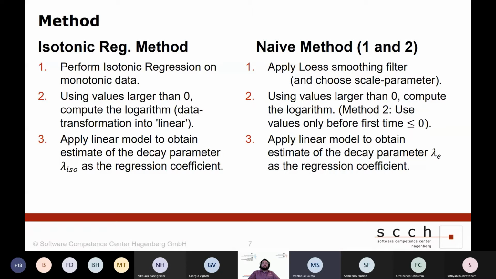However, the naive method that was typically used differs from our method in the first step, where instead they apply a smoothing filter, for example, the LOESS smoothing filter, where you have to choose a scaling parameter for this filtering. The second step would be to use only values that are larger than 0 in order to compute the logarithm. And then finally, you also apply the linear model to obtain the estimate of the decay parameter, which we will call here lambda exponential, as a regression coefficient.